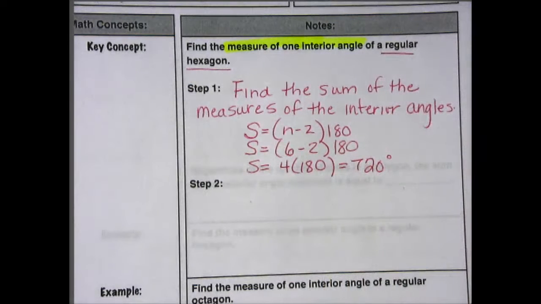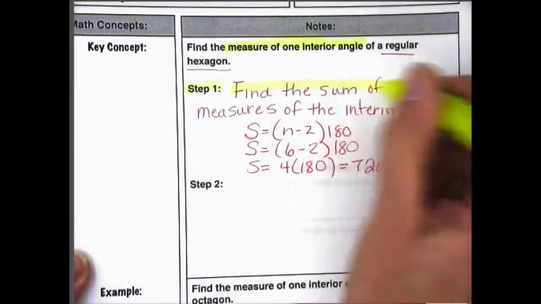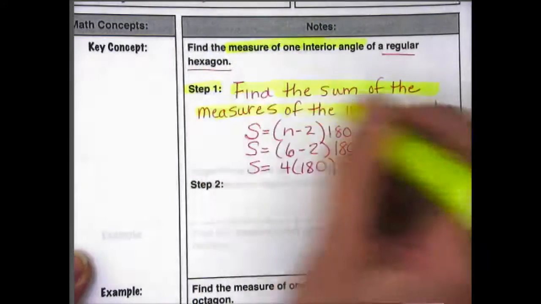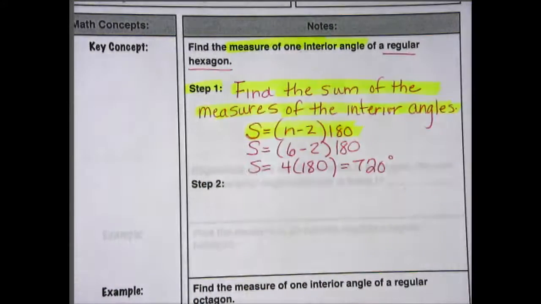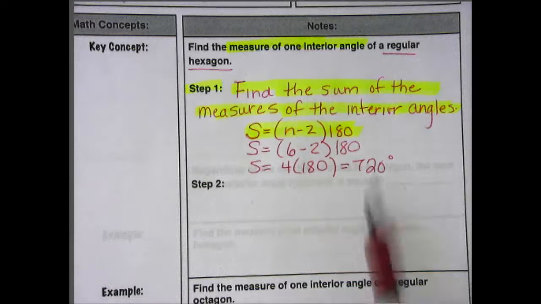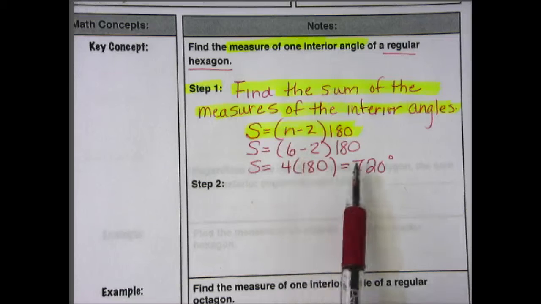All right, so first thing we do is find the sum of the measures of the interior angles using our formula. So step 1, and this is going to work for all the problems, so let's just highlight the part that we're going to use for all problems. And then in this case, we were looking for a regular hexagon, so we substituted in 6, and we got our answer of 720 degrees.